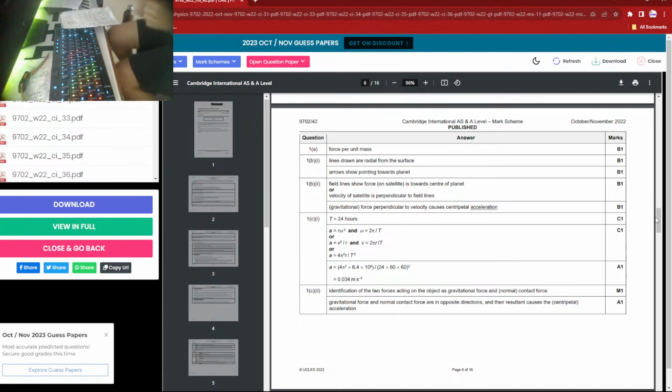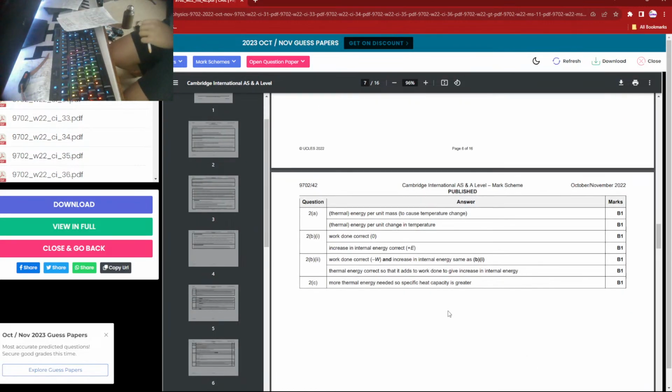So for question C2, they actually asked for 2 forces, and I couldn't really think of the second force in order for it to have a circular motion. Yeah, so I thought it was resistive forces, but turns out it's contact force. Okay. 1 wrong. So that's 2 marks gone.